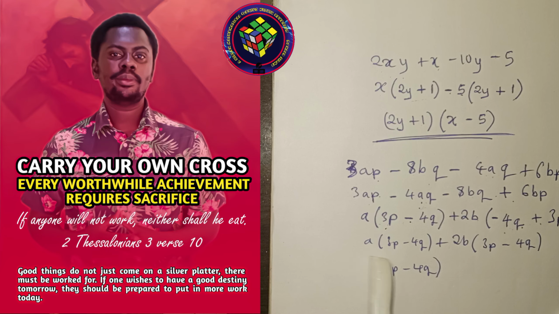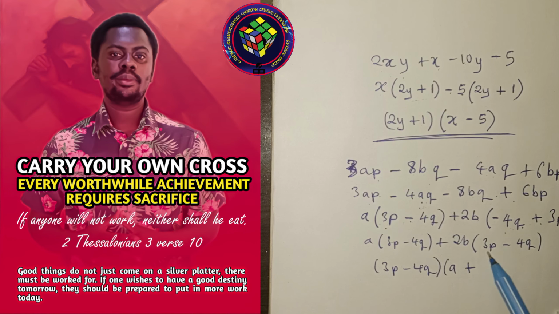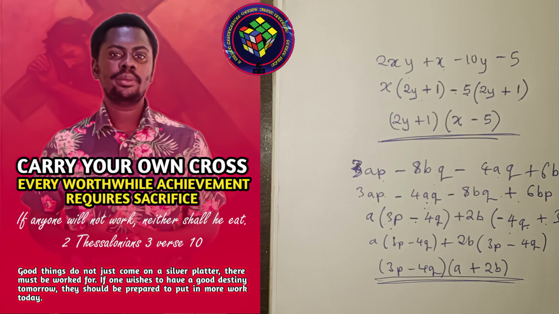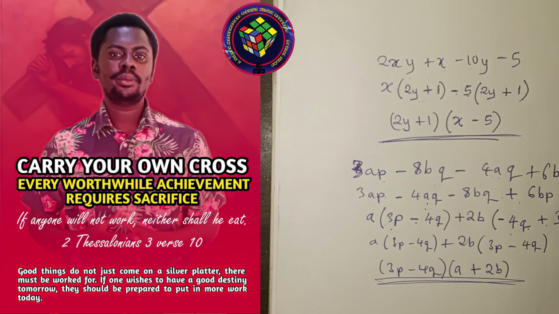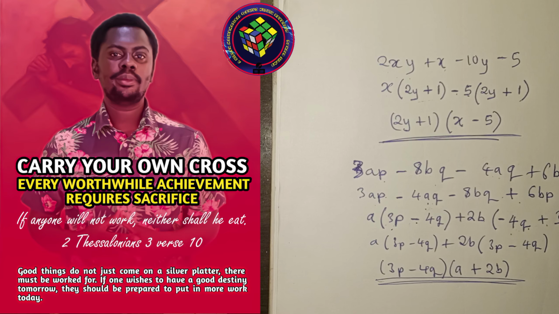Okay, so when you divide out 3P minus 4Q here, you remain with A. Plus, again when you divide out 3P minus 4Q here, we remain with plus 2B. So that is plus 2B. Yes, so that's the answer: the product of 3P minus 4Q and A plus 2B. Okay, then we go to the last one.